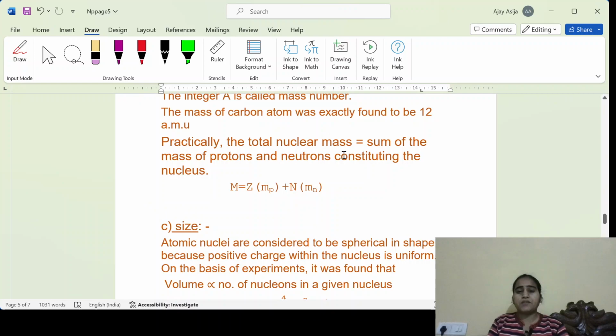Practically, the total nuclear mass is equal to the sum of the masses of protons and neutrons constituting the nucleus. To find the total nuclear mass, we take the mass of Z protons and the mass of N neutrons, and then add both of them. Mp is the mass of a single proton, so the mass of Z protons is Z into Mp. Mn is the mass of a single neutron, so the mass of N neutrons is N into Mn, and then we add both values to find the total nuclear mass.